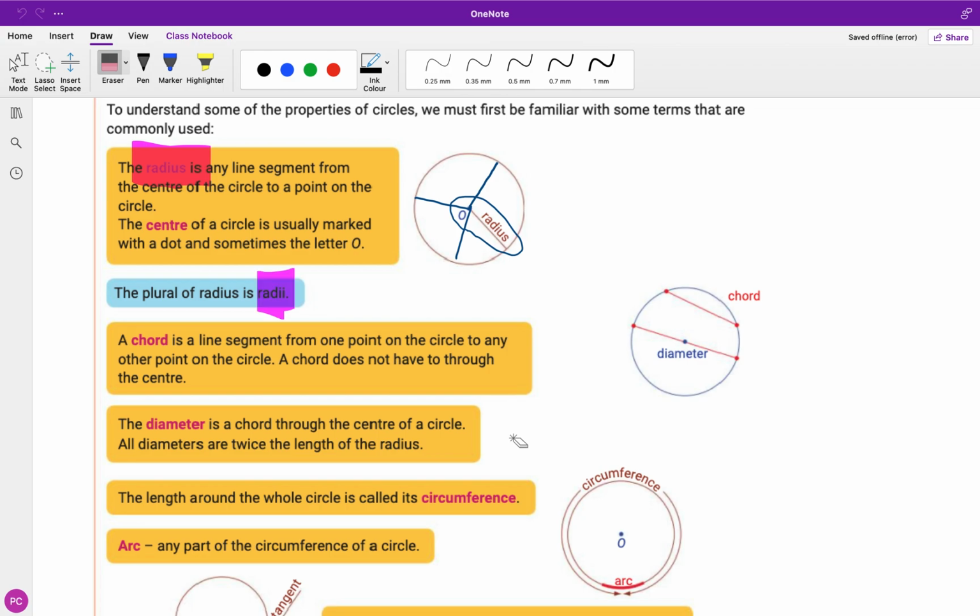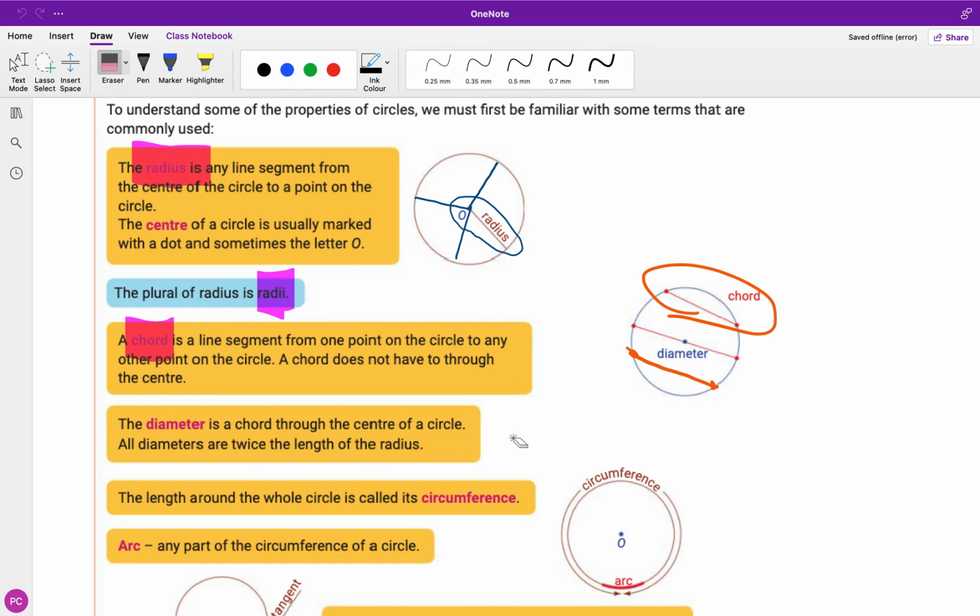A chord, so the second definition there, is a point or a line from any part of the circle to the other part. See this chord here? You can see it drawn in there. So it's from any point in the circle to another point. So I can draw a chord there as well. There's another chord going from that part to that part.